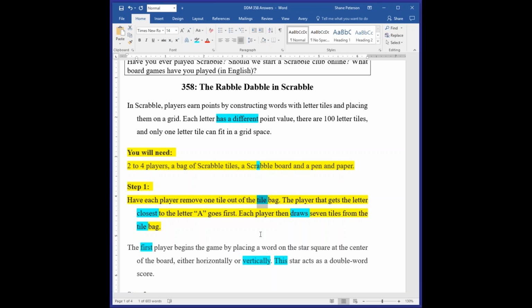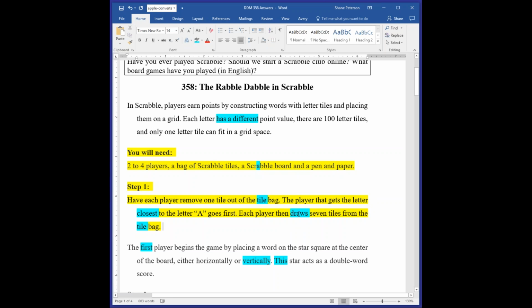The letter closest to the letter A. The letter closest to the letter A. Good. More R. The letter closest to the letter A. Good. And the next word? Draws. Good.